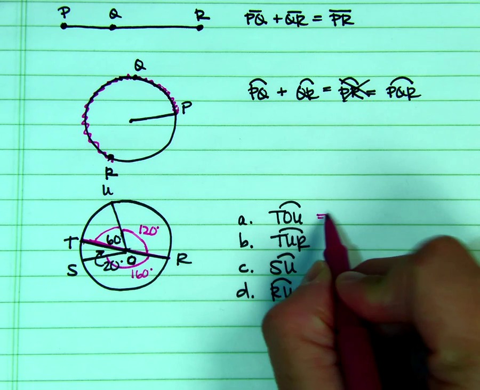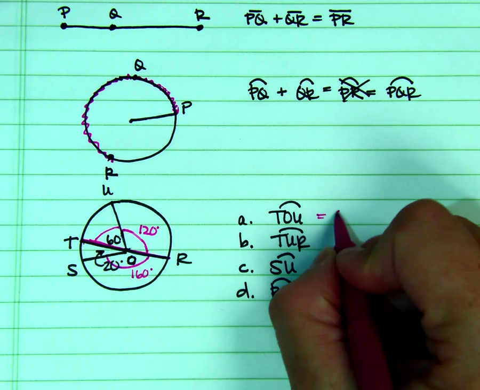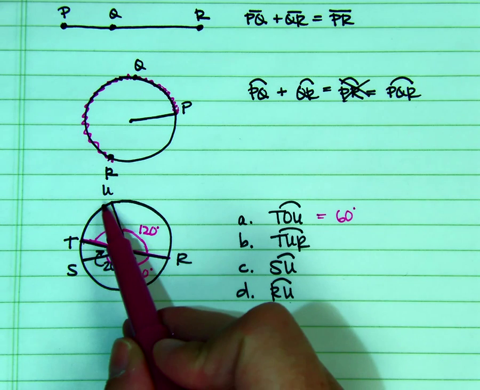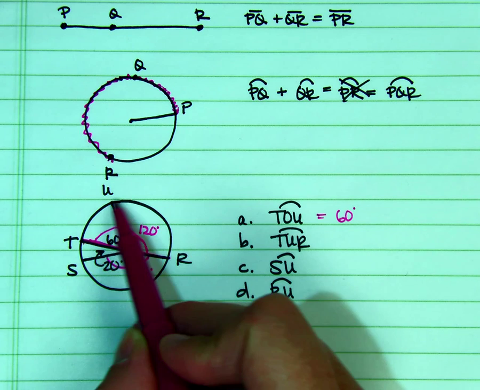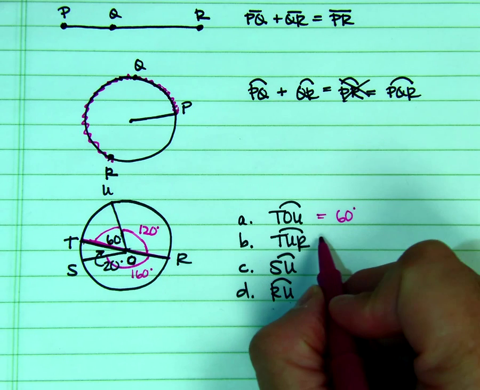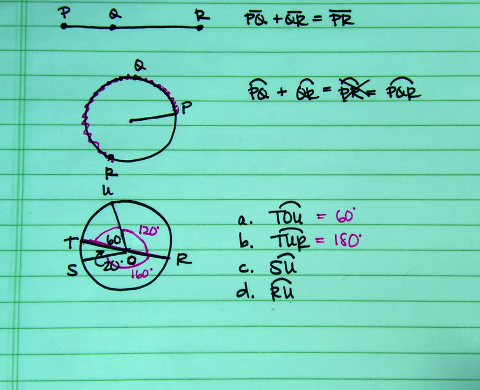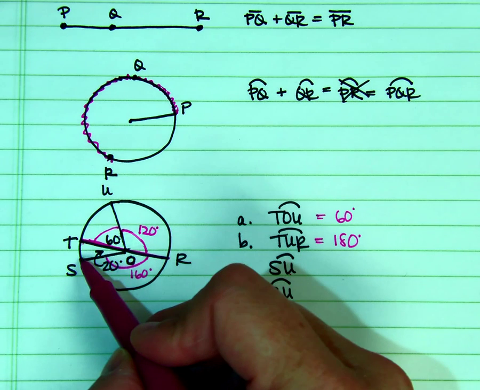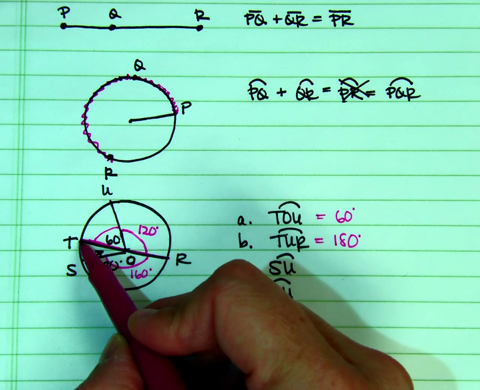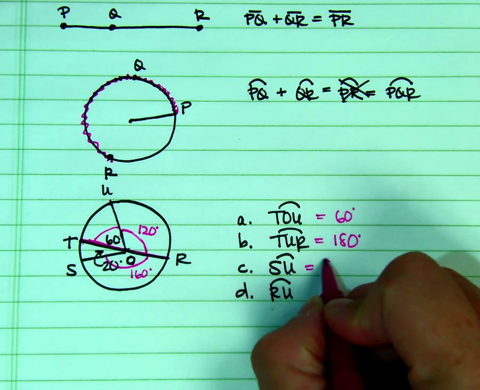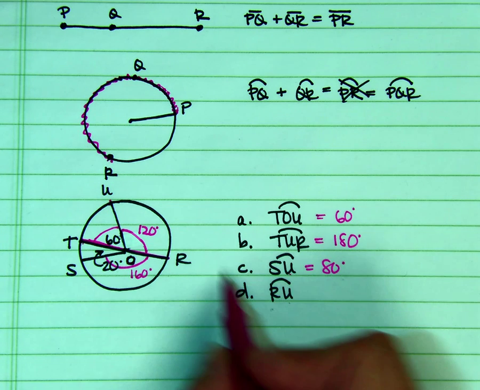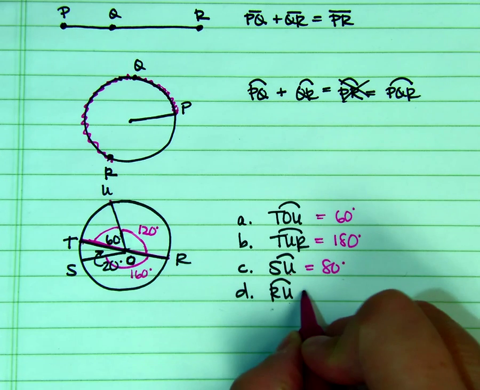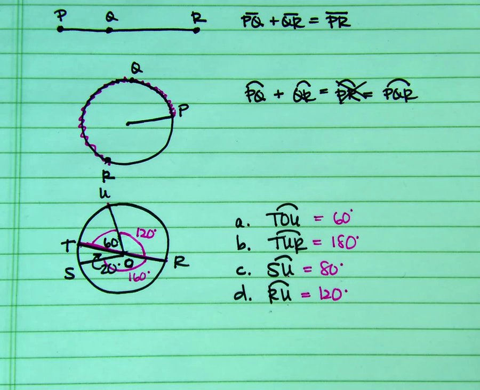So TOU is 60 degrees. TUR is the 60 plus the 120, which gives me 180. It is a semicircle. SU gives me the 20, and then the 60, so that gives me 80 degrees. And then R to U gives me 120 degrees. And I think that is going to conclude the arc addition postulate.